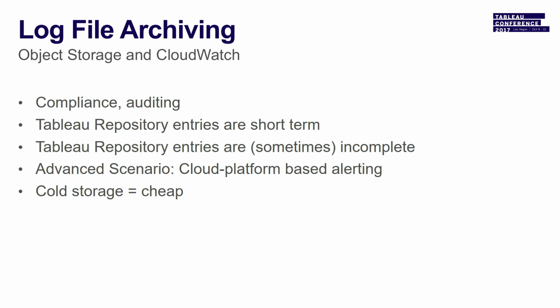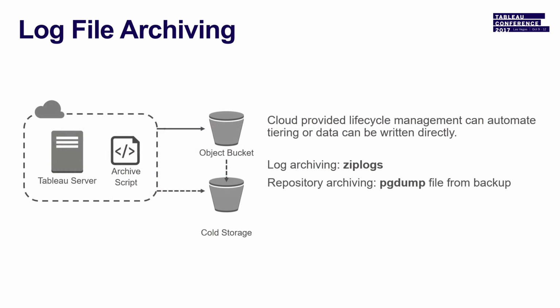Okay, log file archiving. Why do we need to do it? Compliance, basically, auditing. The repository database, the PostgreSQL database, is pretty good, but it doesn't hold on to the information forever. It gets cleaned out to keep the database relatively small. It also, in my opinion, doesn't give me enough granular information. So I really need the logs, and I need to store them forever if I want to do auditing and worry about compliance. So I'm going to use object storage for that, or maybe even cold storage like Glacier, some really cheap object storage. And then there's some fun advanced scenarios that we can do as well.